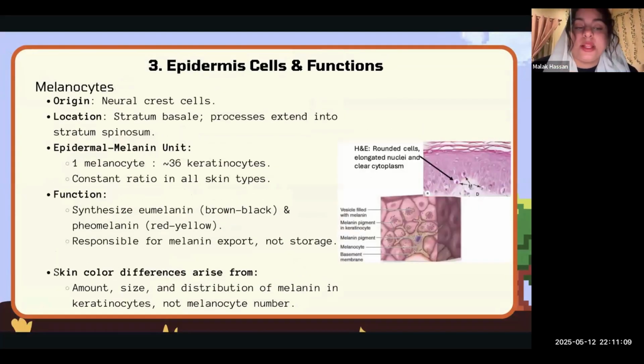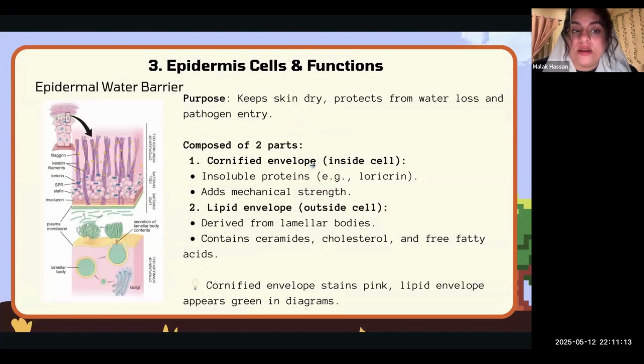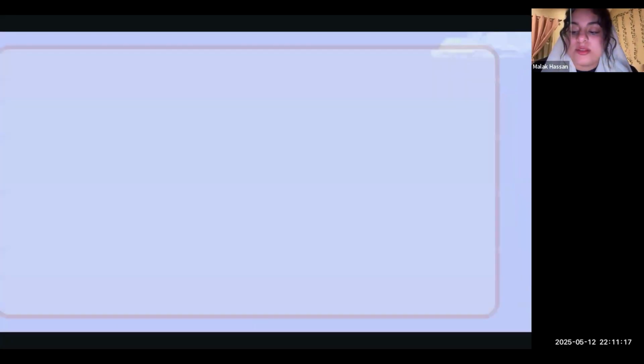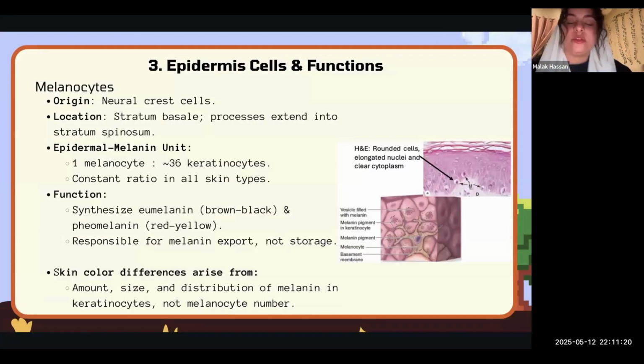Now let's talk about melanocytes. Melanocytes, what are they? So we finished talking about keratinocytes. Now let's talk about melanocytes. Okay, where do they come from? They come from neural crest cells embryonically. And where are they located? They are located in the stratum basale, and their processes will extend upwards into the stratum spinosum.